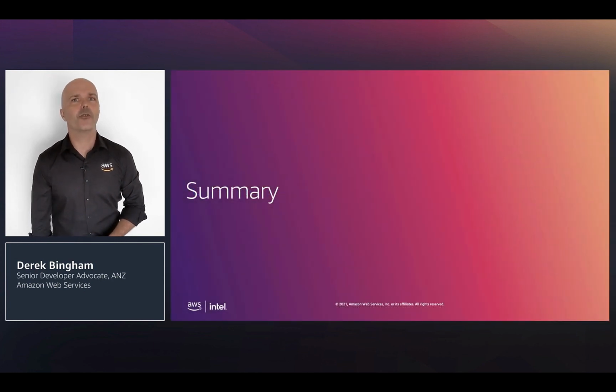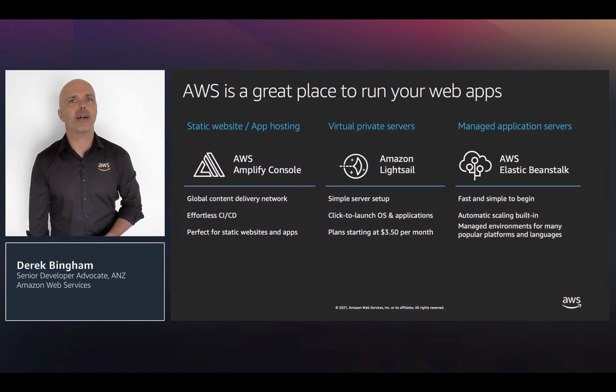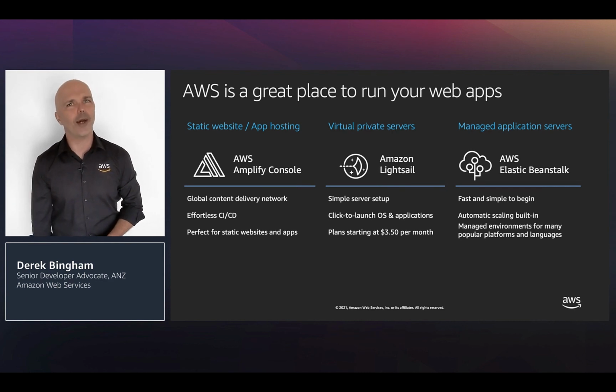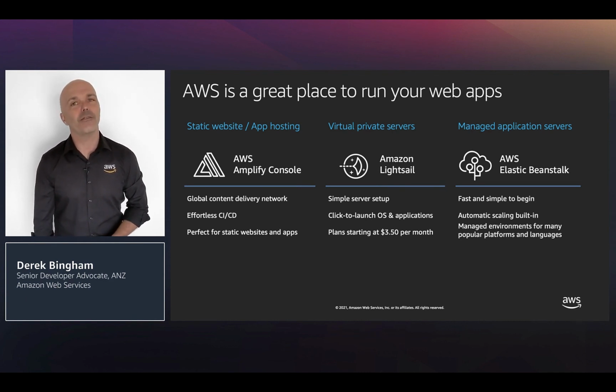So that concludes my short tour of these, our best services to help you run your web apps in the cloud. We looked at the Amplify Console, which makes it extremely easy to set up CI/CD for your static websites and front-end apps. And you learned about Lightsail's many built-in OS and application blueprints, and saw how quickly we could deploy a LAMP stack to a new virtual private server. And you saw how to use Elastic Beanstalk to set up a monitored, auto-scaling, highly available, load-balanced LAMP app in only a few clicks.